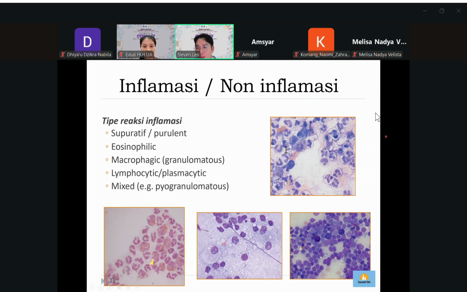And for this one, you can see it is all neutrophils. I don't see any macrophages, it's more neutrophils, so I can call this one suppurative or purulent. And the one on the lower right is more lymphocytes, so I'm going to call this lymphocytic inflammation.